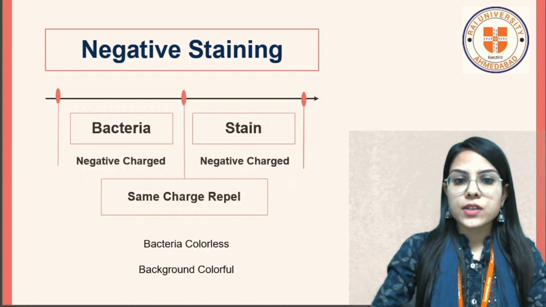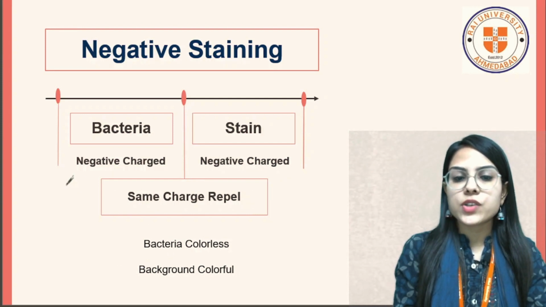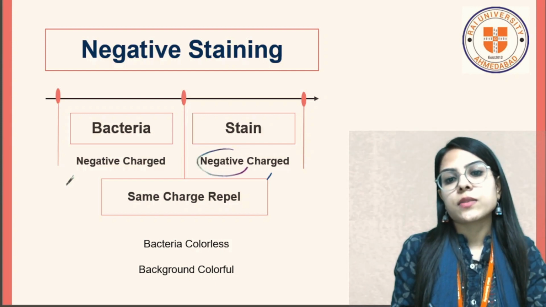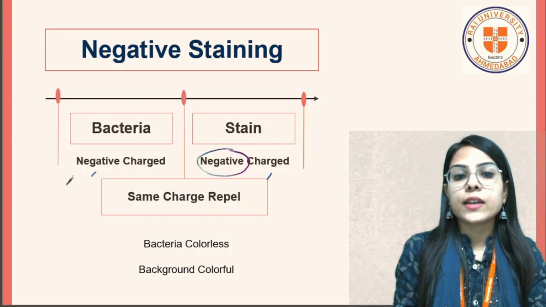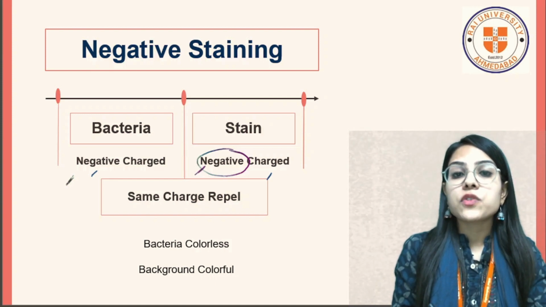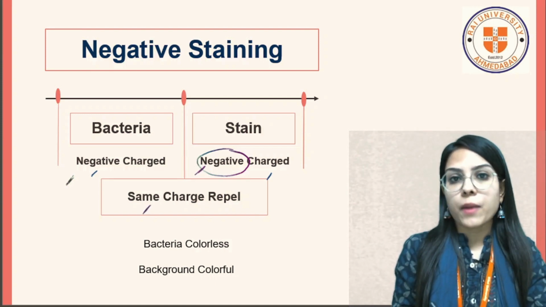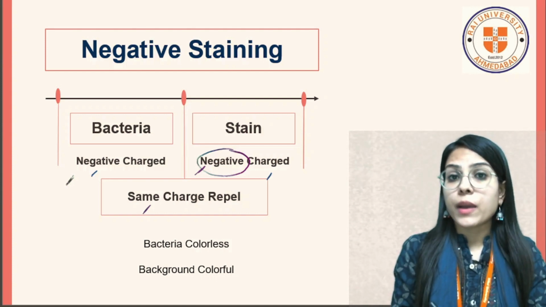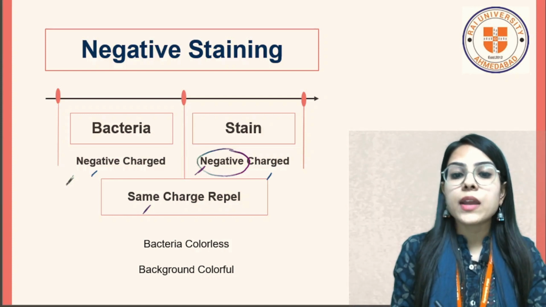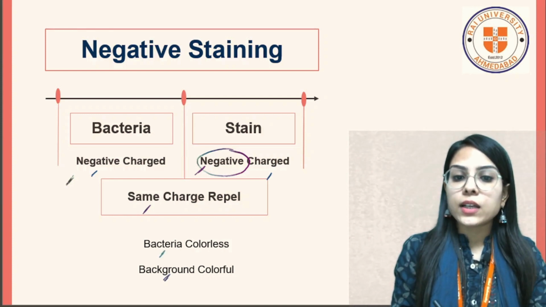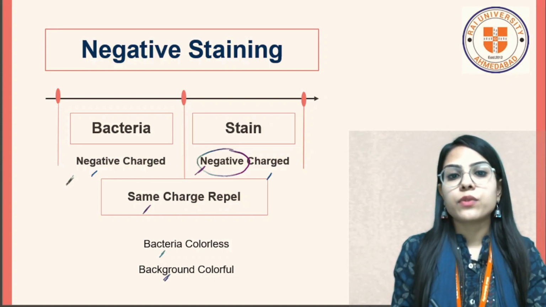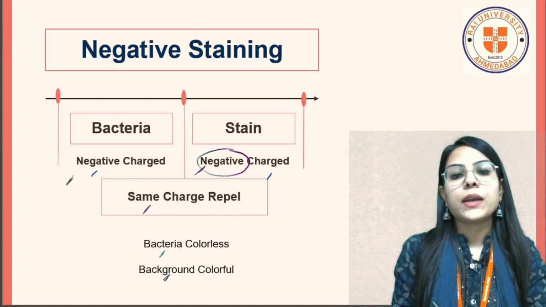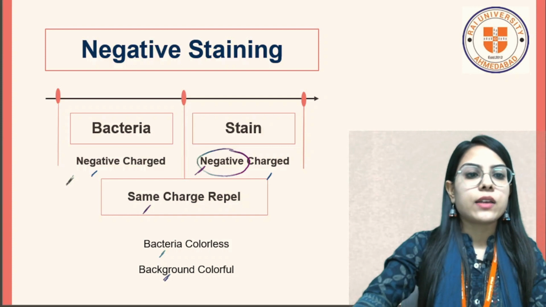In the case of negative staining, as we know, the bacteria carry a negative charge, but you are using an acidic stain, meaning a negative charge stain. So the bacteria carry a negative charge and you are also giving a negative charge stain. Same charges repel each other. So the bacteria will not absorb the stain, and the stain will remain in the background. So the bacteria will be colorless and the background will be colorful.